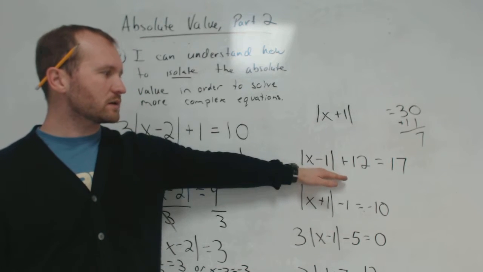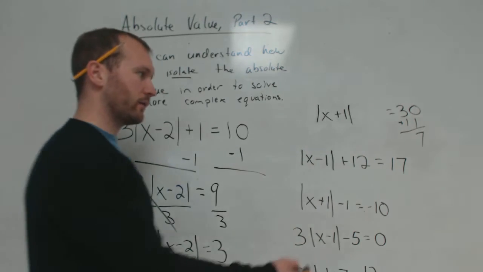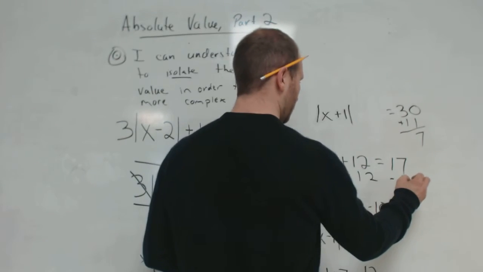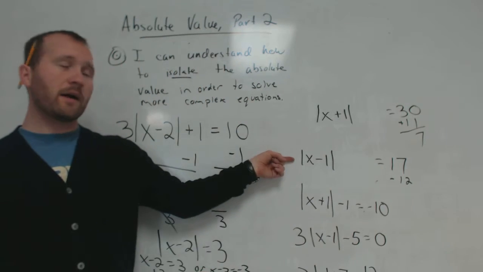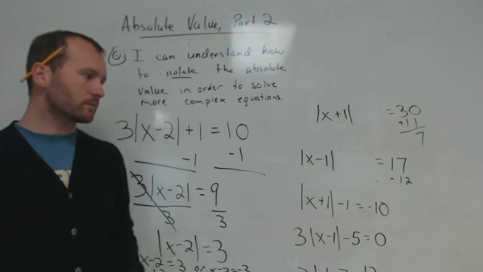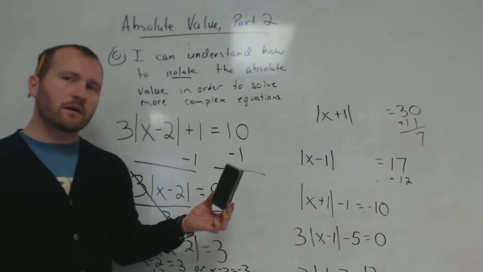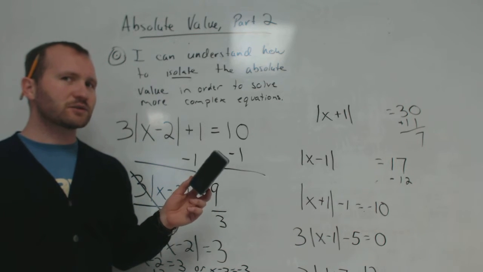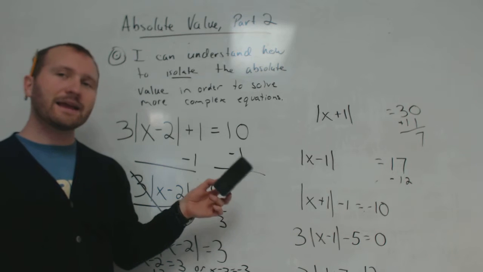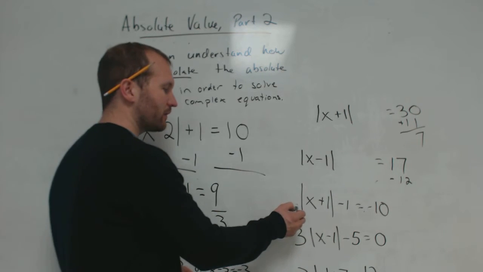Okay, what would be my first step here? Subtract 12 from both sides, right? And that's it. Now I have my absolute value alone. What would be my first step here? It can't be solved. It's minus. So, no solution? Yeah, this is tricky though. I can't tell until I have the absolute value all alone.